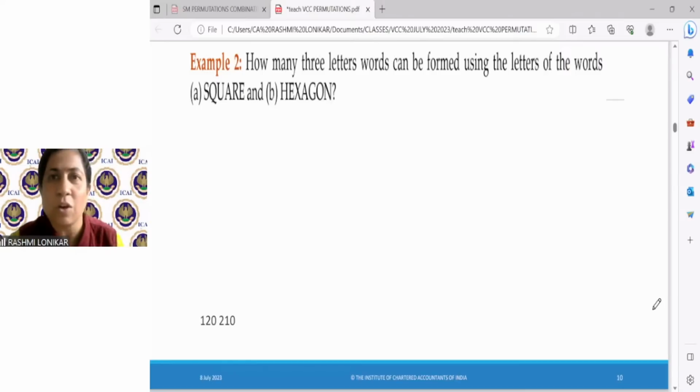So earlier one was sum on the basic formula of permutation. Now we are going to the word problem also, like how many 3-letter words can be formed using the letters of the word square and hexagon.